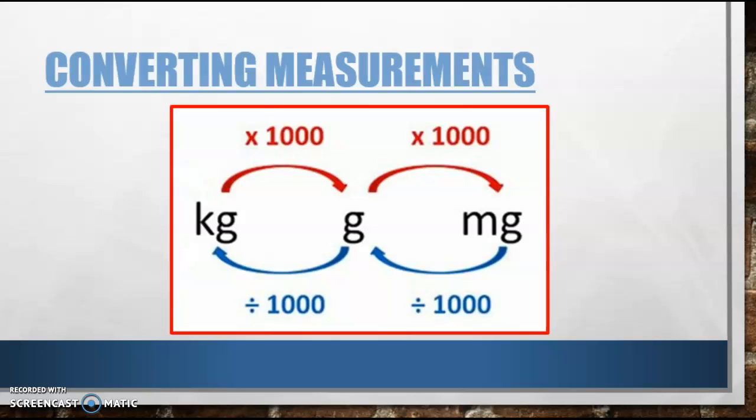Next, we're going to look at converting measurements. If you are given a measurement in kilograms and need to convert it to grams, you multiply it by 1,000. You convert grams to milligrams by multiplying by 1,000. You convert a measurement of milligrams into grams by dividing by 1,000. You convert grams into kilograms by dividing by 1,000. Let's do some examples together.